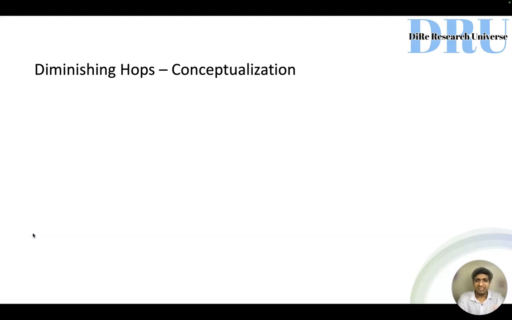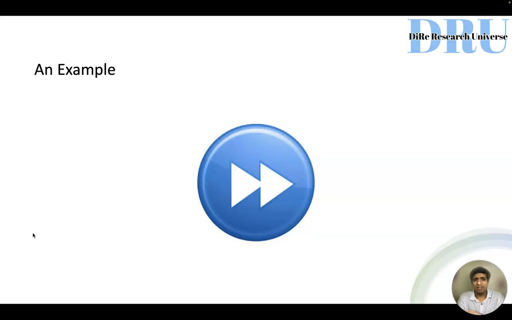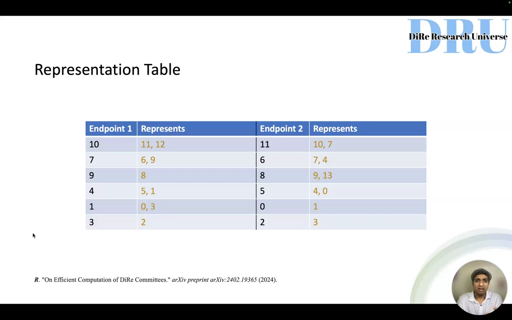So let us understand this concept using an example. And for the example, I'll fast forward, and instead of showing you the graph that we start with, we have this already populated representation table after implementing our proposed algorithm.